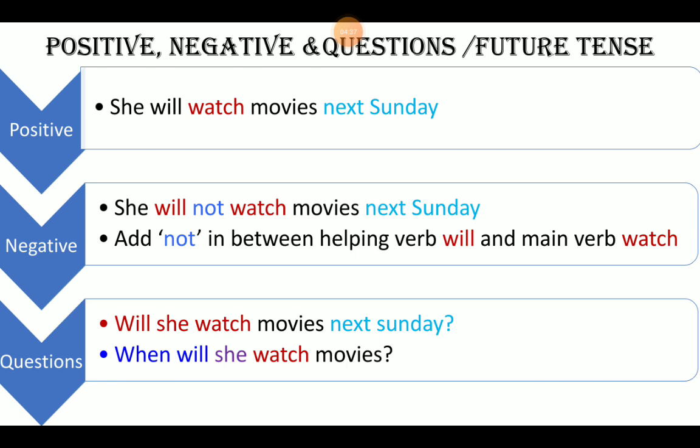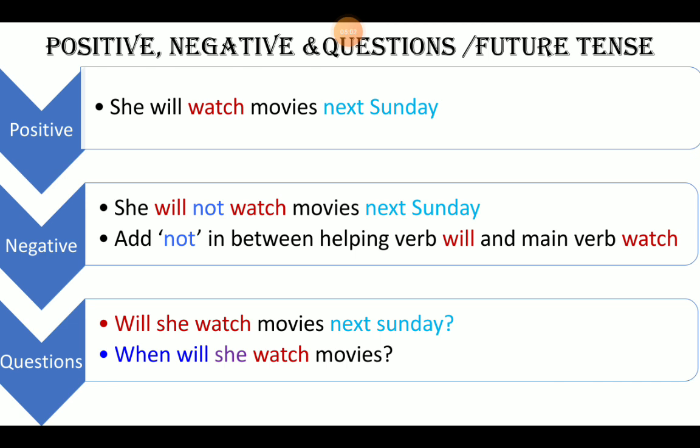So how to write the WH question? For a WH question, what WH word should we use? So see the keyword here, next Sunday. According to the keyword, that is the key phrase, you should use the appropriate WH word. Here next Sunday refers to the timing. So what will be the appropriate WH word? When.